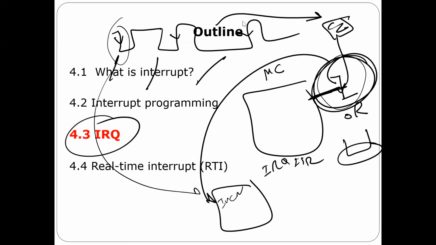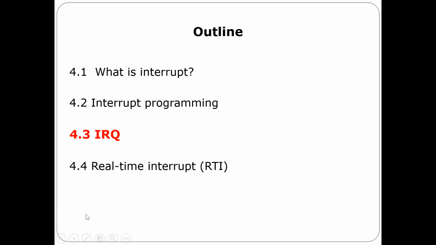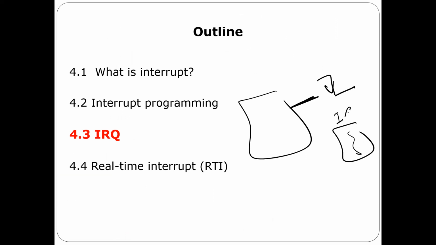What I want to say is very simple. IRQ is, you have a pin here. Every time there is a falling edge, you are going to call a subroutine, the IRQ subroutine. That's it. You got what I'm saying?